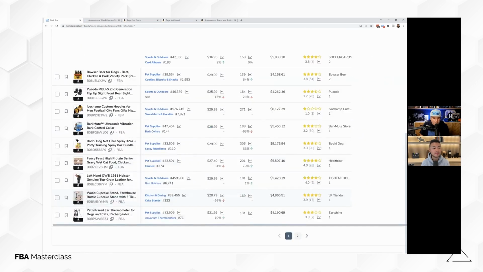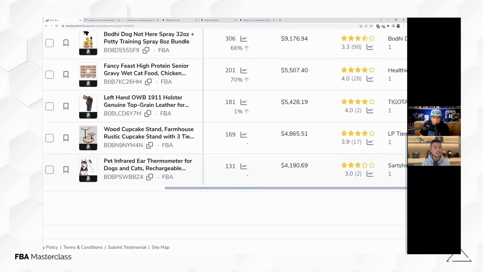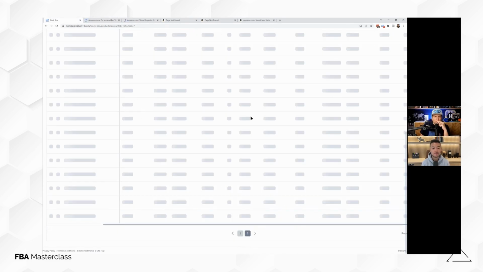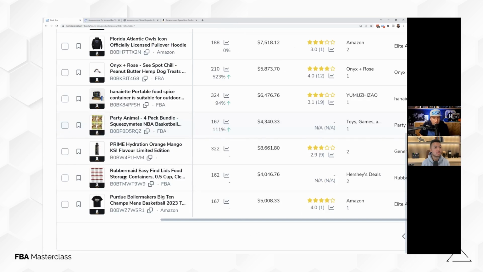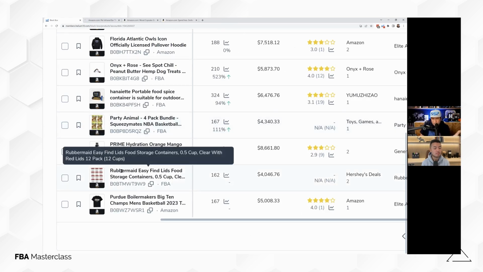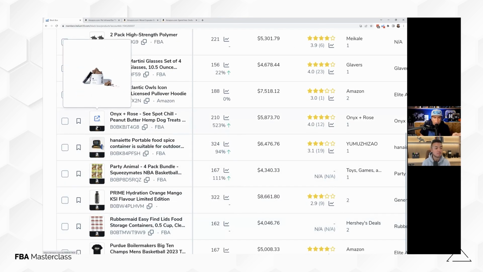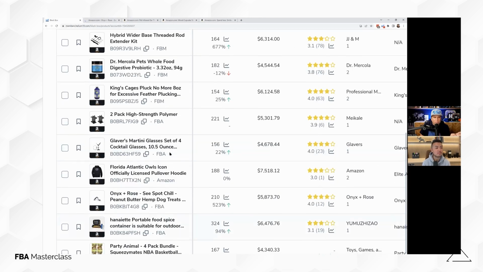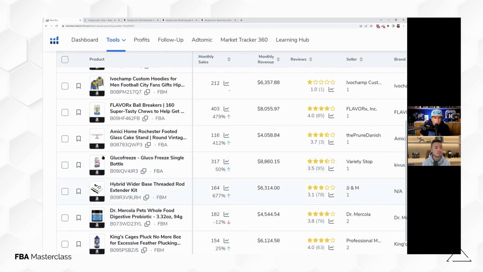We got a pet infrared thermometer. Take a look at that one. Is there a page 2 here? Let's see. Hydration up. I wouldn't want to do Rubbermaid, guys. Again, like I said, I tried to filter these out, but you never want to do brand names. Here, peanut butter, hemp dog treats. Man, pet owners are going next level with some of this stuff. That is pretty crazy. And maybe one more, glass cake stand.